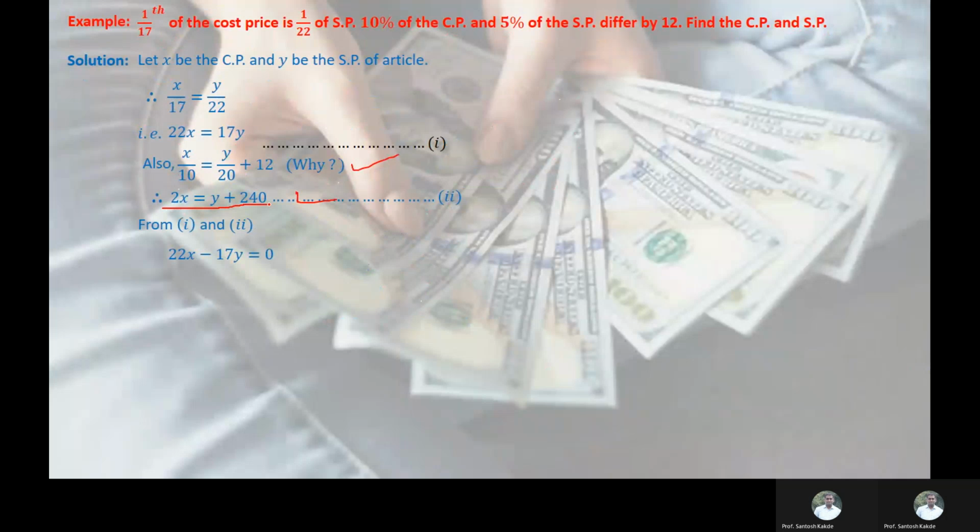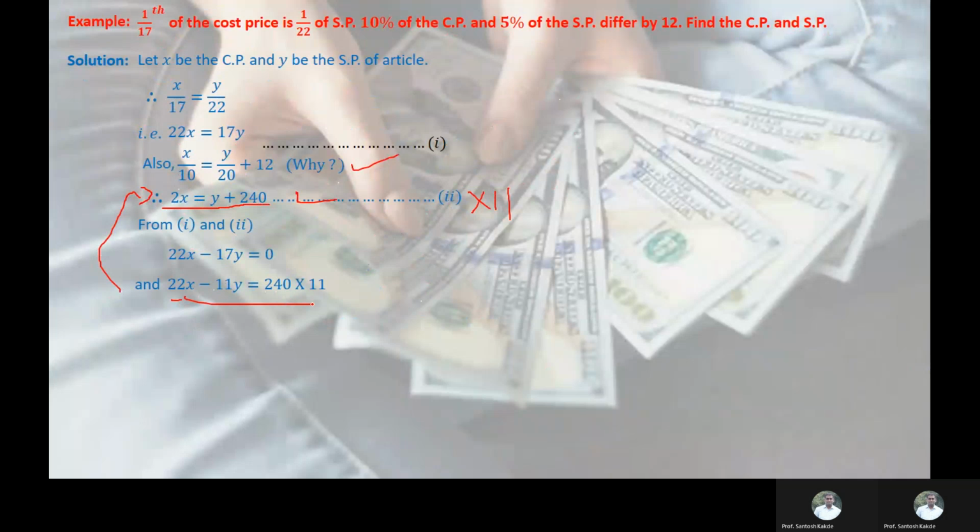From equation 1 and 2, we simplify. The first equation is 22x minus 17y is equal to 0, and the second equation is 2x. Now remember this one, we have to multiply the second equation with 11. So it gives 11 into 2, that is 22x. We have to simplify this one with this one. So whatever the equation 2, we multiply with 11. So 22x minus 11y is equal to 240 into 11. So you get the simplification.